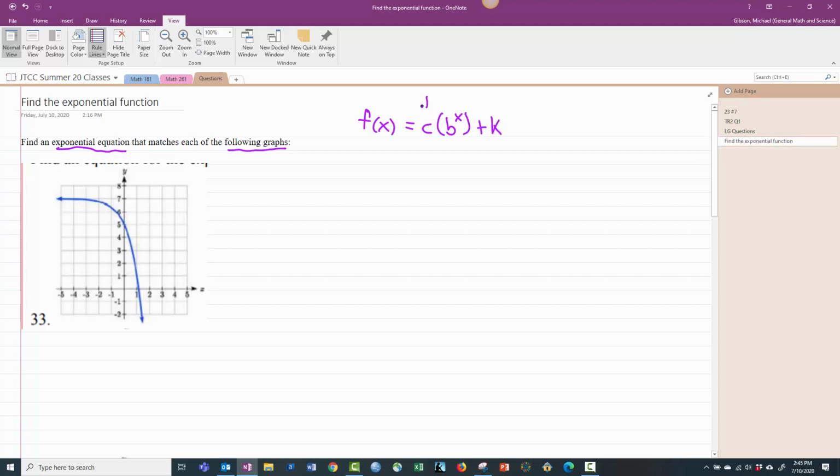Remember the C, this here is the initial value. In other words, this is the value when x equals 0. We've also got this, the vertical shift. The other thing we have to determine is whether or not there's a minus sign on the x.